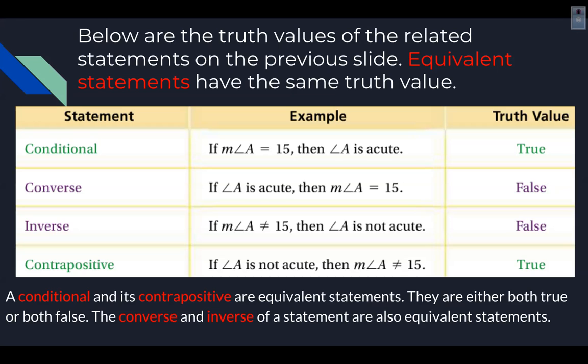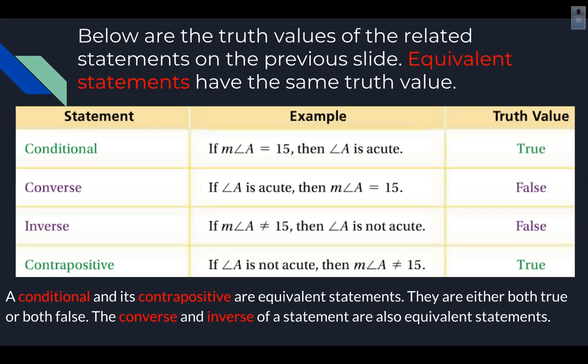Then if the measure of angle A is not 15, then the measure of angle A is not acute. Well, that's not true. It could be 17, or 18, or 24, which is still acute. So that's false. And then if angle A is not acute, then angle A cannot be 15. So if it's not a degree measure from 0 to 90, then it cannot be 15, which is a true statement. So what you want to notice here is the conditional and the contrapositive are both what we call equivalent statements.